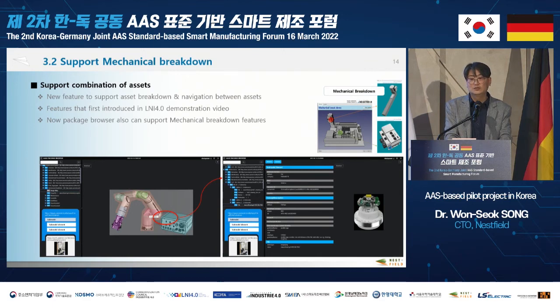Another one is mechanical breakdown. Actually, that was covered by the German side. And within the AAS, the feature is available. When there is a single asset, you know there are some sub-assets. In that case, mechanical breakdown can be used. And you can move around among the various assets.